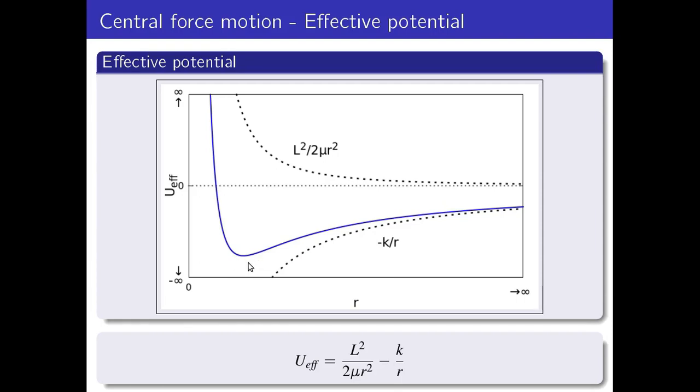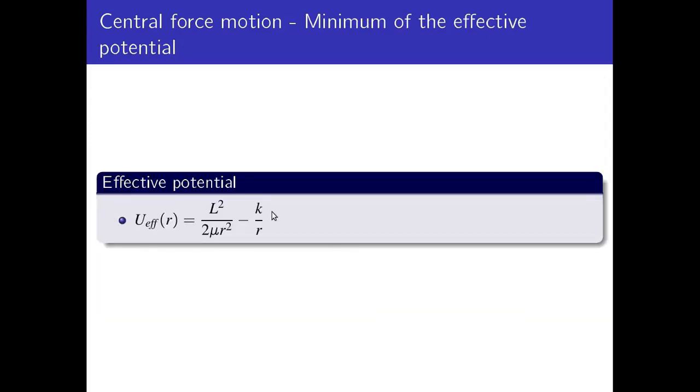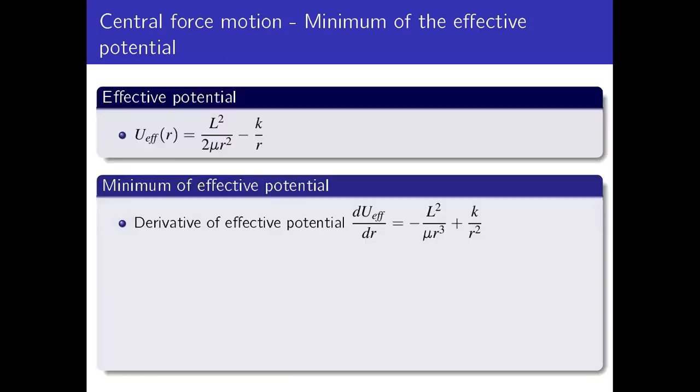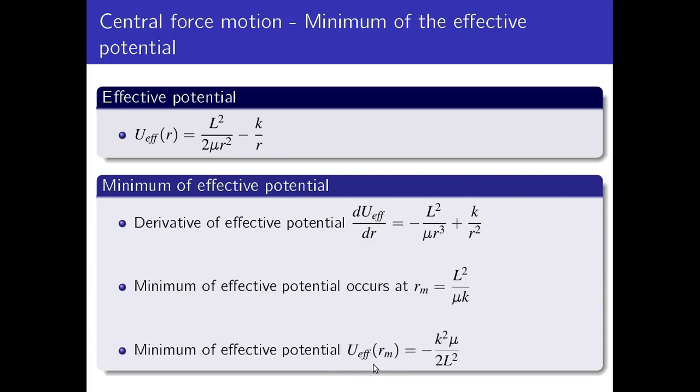Let us say that this minimum occurs at r m, and we can find that r m by taking the derivative of the effective potential with respect to r, which is equal to minus L square over mu r cube plus k over r square. Then r m can be found as L square over mu k, and it is equal to the semi-latus rectum. If we put this value into the effective potential, we can obtain the minimum of the effective potential as minus k square mu over 2 L square.